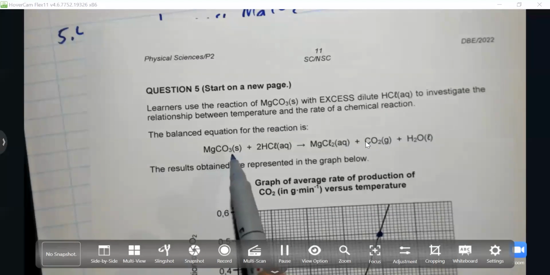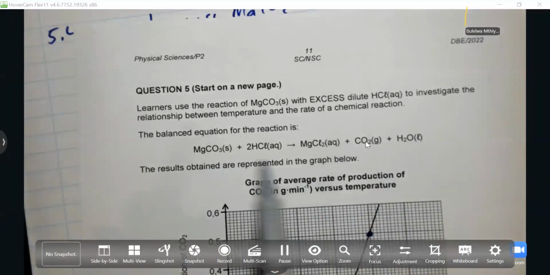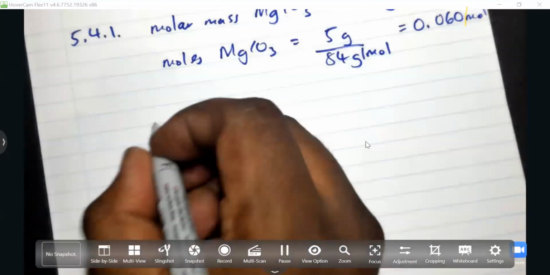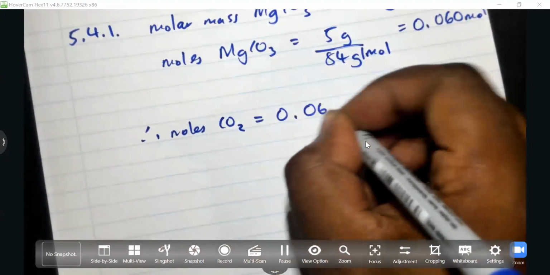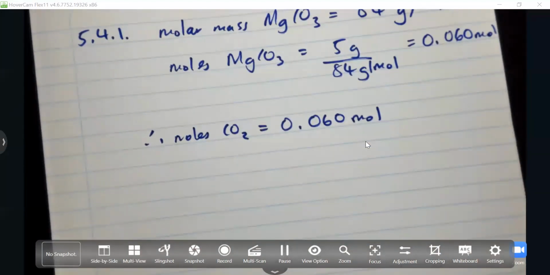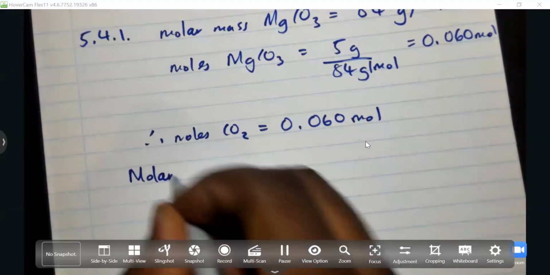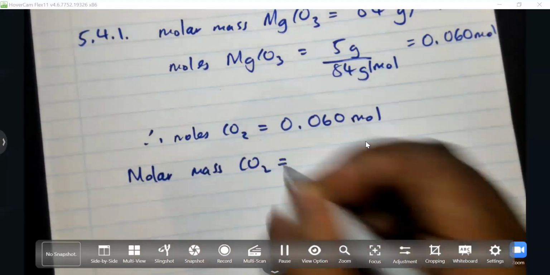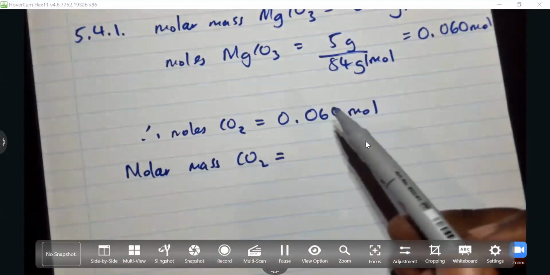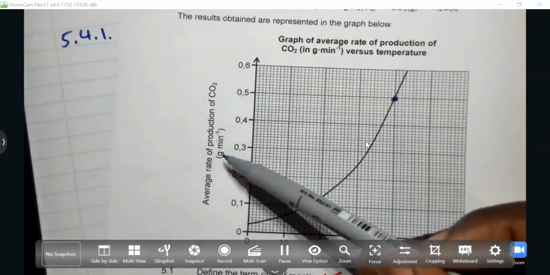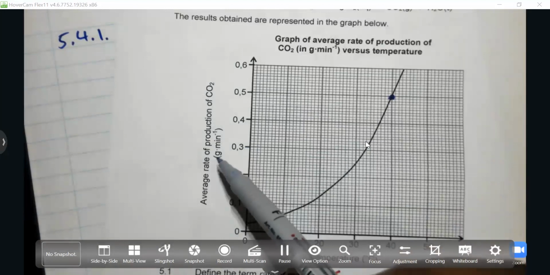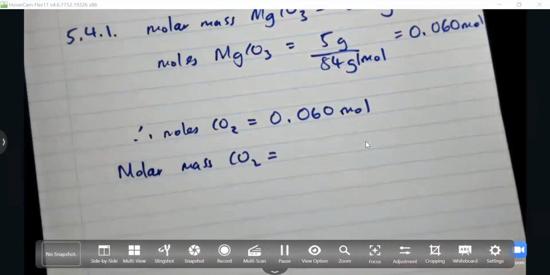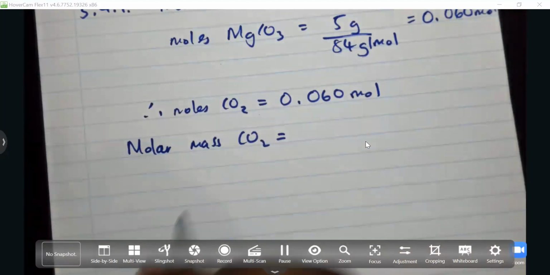If we have the number of moles of magnesium carbonate, I can get the number of moles of CO2 because the stoichiometric ratio is 1:1. So therefore, moles of CO2 is equal to 0.060 moles. Then we need the molar mass of CO2. Why do we need the molar mass? Because from the number of moles, we need the mass, because on our graph, the units of CO2 produced are in grams, or the rate of the reaction rather, is measured in units of grams per minute.